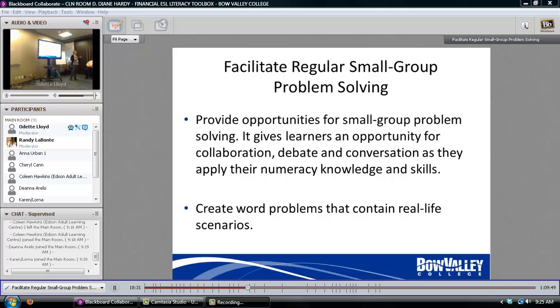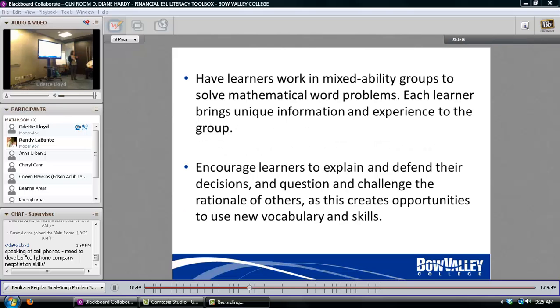Because of the difference in numeracy skills, we have found that most of the groups are quite multi-level. So it's difficult to create homogeneous groups. There might be a similarity in the language skills, but their numeracy skills are quite different. However, we found that group problem solving can work quite effectively, as different people bring different experiences to the table. And for higher levels, what we really do is we encourage them to defend their decisions, to question and challenge the rationale of other people, which really gives them the opportunity to use the vocabulary and again demonstrate the numeracy knowledge.